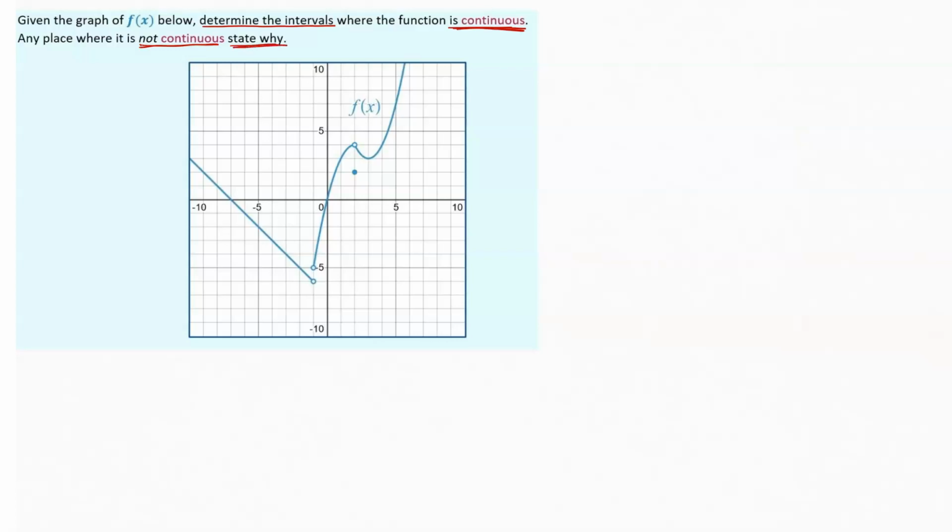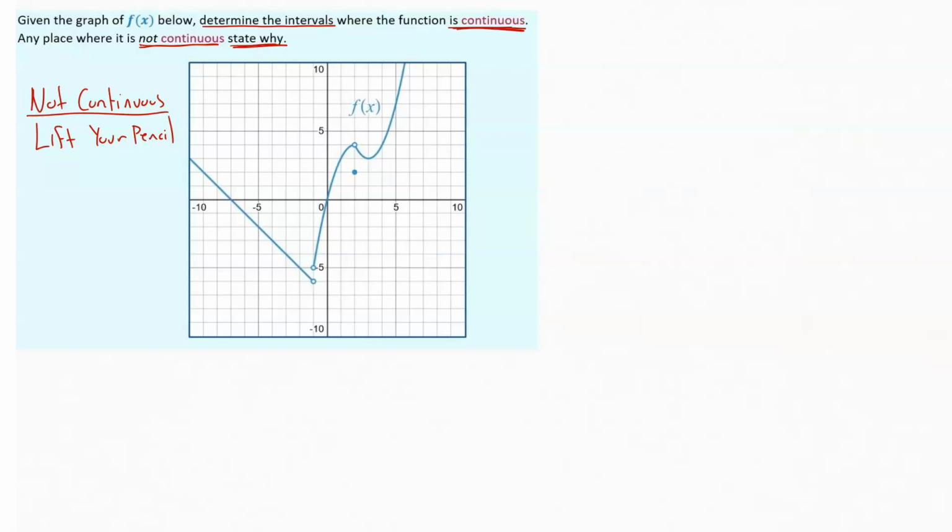So let's take on the easier piece of this first, which is finding the intervals where the graph is continuous. Finding where the graph is continuous, it's easiest to find the places where it's not continuous. The places where it's not continuous are the places when you're drawing the graph that you would have to lift your pencil. So anytime you have to lift your pencil to draw this graph, that's going to be a place where the graph is not continuous.